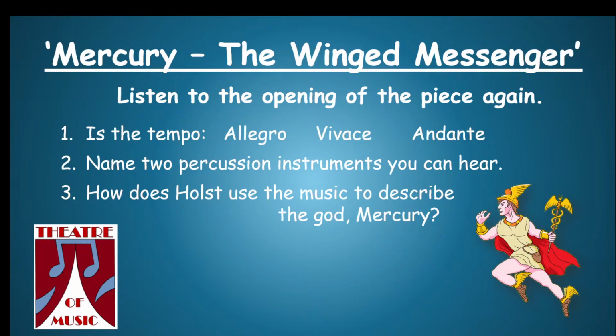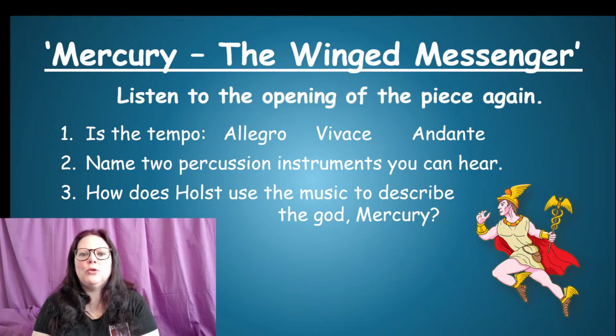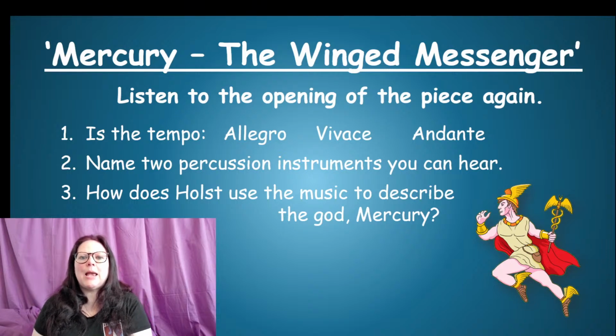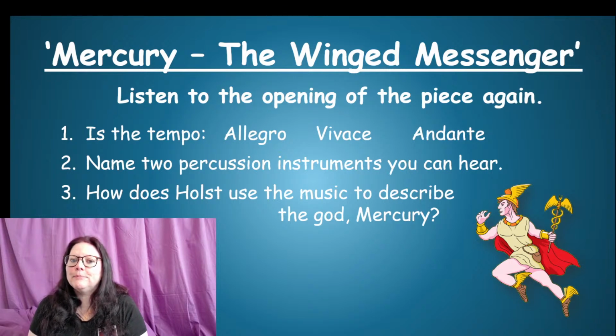Okay, I think that's plenty for us to get our answers to the question. So, first question, is the tempo allegro, vivace or andante? Allegro means fast. Andante means walking pace. So, you could say, well, it's fast, it's an allegro. It's actually vivace, very fast. And if you think about the way that you say vivace, vivace. It gives that feeling of really fast.